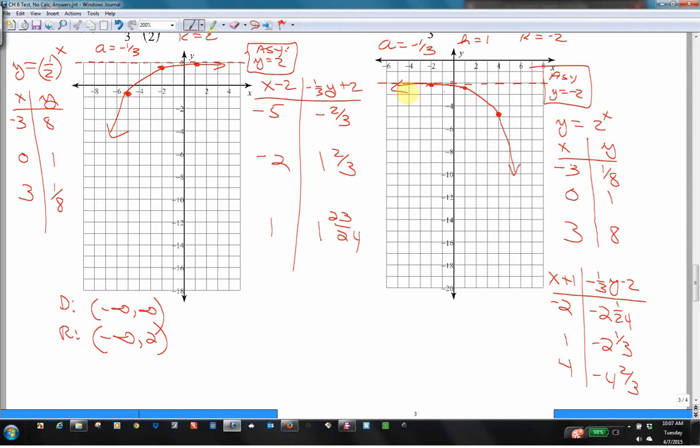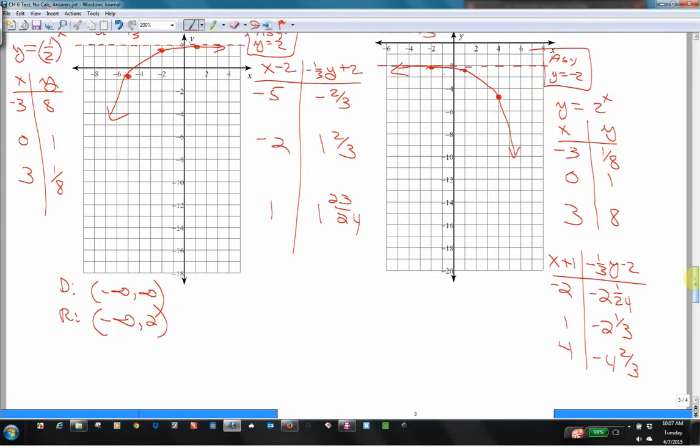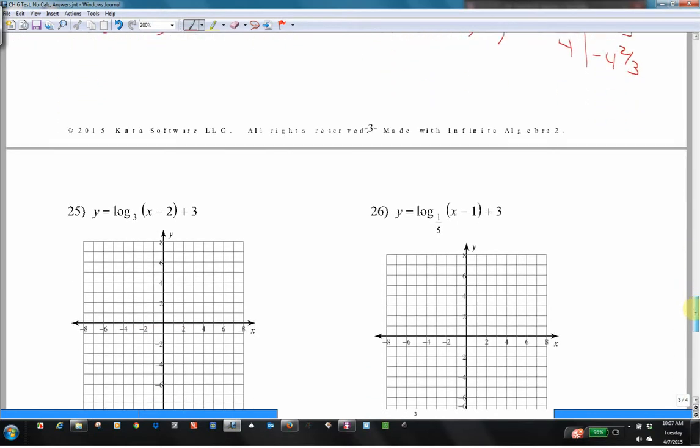Okay, so there's that graph. Oh, domain and range. Okay, so the domain is, once again, all real numbers. And the range is all the real numbers that are less than a negative 2. So it's coming in from a negative infinity going to a negative 2. Okay, doing the logarithm graphs.